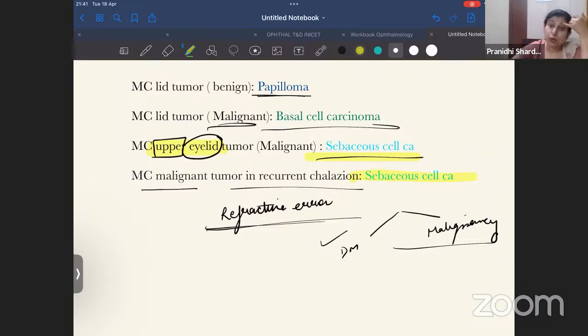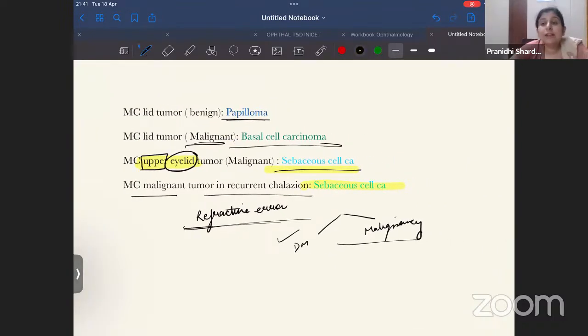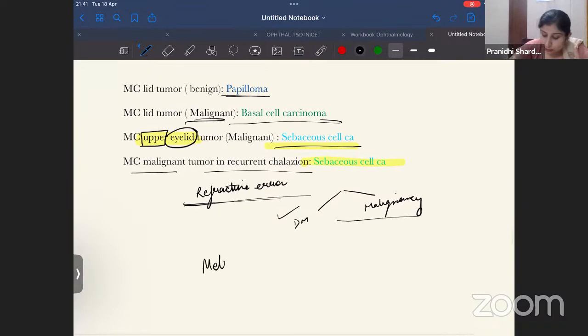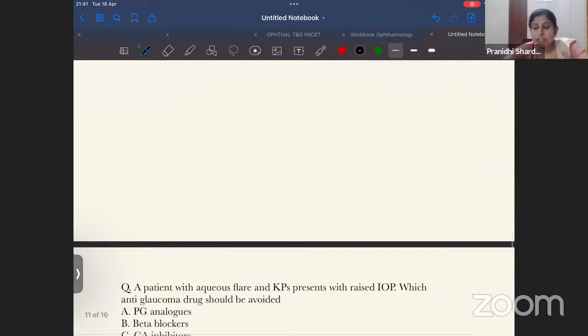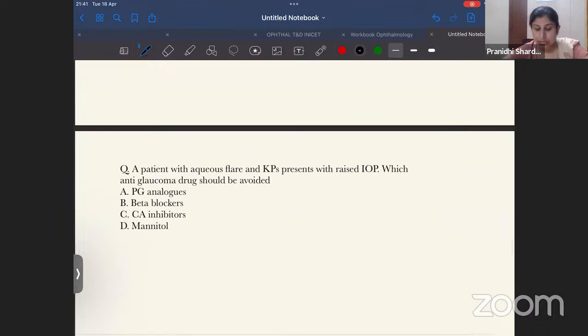So these 2 questions are the one-liner questions about the tumors. Most commonly, we always discuss the melanocytic tumors in the conjunctiva, conjunctival nevus. That is not the malignant melanoma. Another one-liner can be asked: conjunctival tumor, melanocytic conjunctival tumor. Most common is conjunctival nevus. Okay, so these are some of the one-liners.